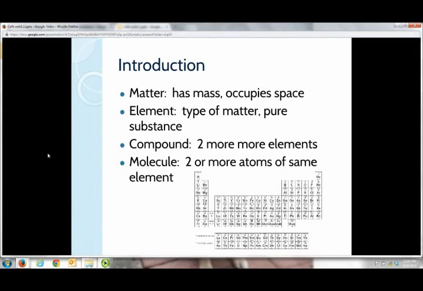Elements are the different types of matter, or the pure substance. Down at the bottom of the screen you can see an example of what a periodic table looks like, and in each of those squares you see some letters, and those letters are the chemical symbols for the different types of elements. In chemistry, a compound is going to be made up of two or more elements. A molecule is going to be made up of two or more atoms of the same element. So an example of a compound would be something like carbon dioxide that has one carbon and two oxygens. An example of a molecule would be something like oxygen gas that's made up of two oxygens.